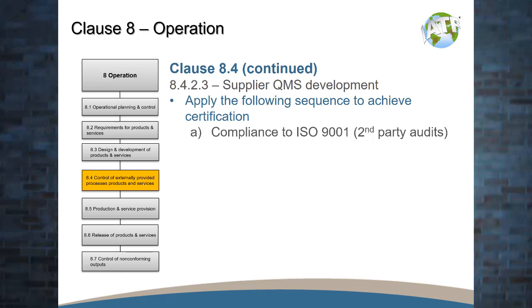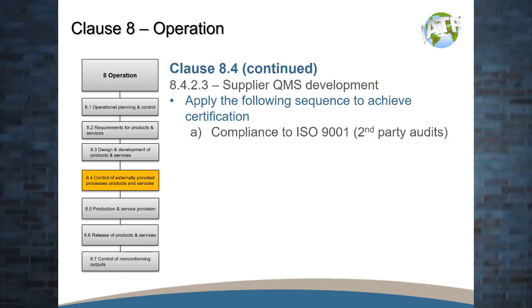8.4 continued, 8.4.2.3, another part of QMS development as it relates to your supplier base. You need to apply the following sequence to achieving certification. So if your suppliers have not achieved certification to IATF 16949, these are the steps, and oddly enough, they're very descriptive, which I think is a bit strange.